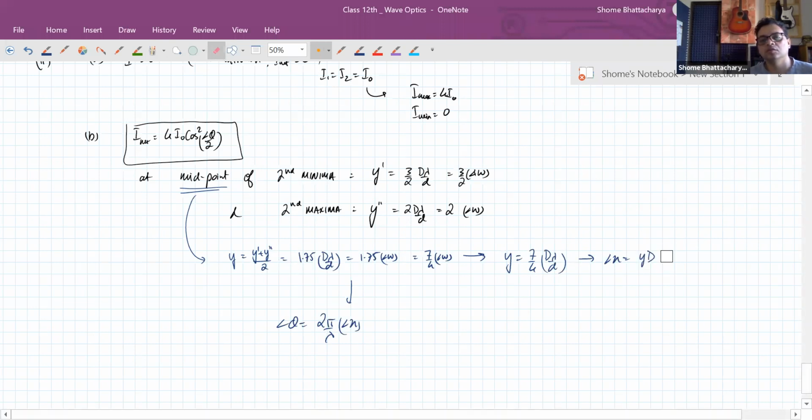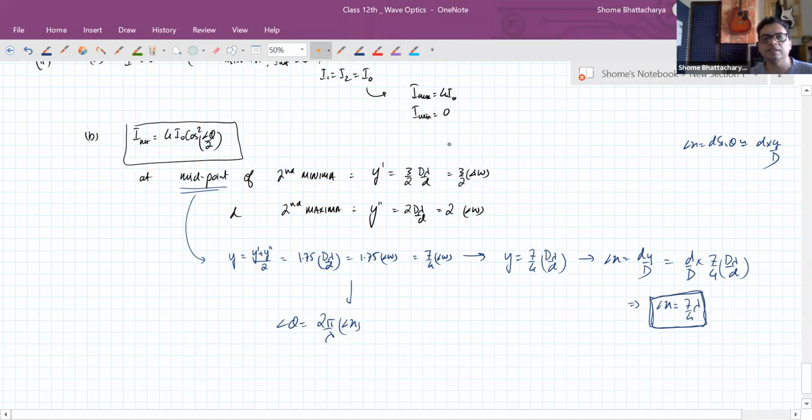say, small d into y by d. Remember, because delta x was d sine theta, so that's approximately this. So correspondingly, this will become d by d into 7 by 4 d lambda by d. So our path difference is becoming 7 by 4 lambda. So this is the proper, fundamental way of solving this. I will tell you some shortcuts also, so you don't need to do such lengthy calculation.